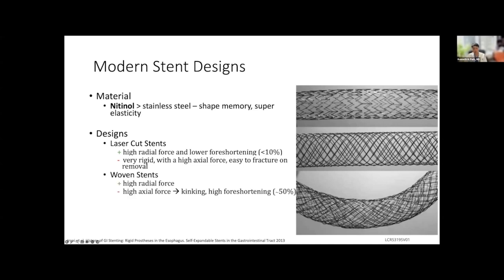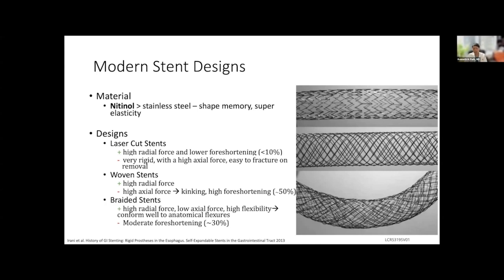The middle stent here is, I guess, the most commonly seen. The woven stents, made famous by big companies like Boston Scientific or Cook. These stents have very high radial force. The downside of these woven stents is that despite the high radial force, they also have very high axial force, which leads to a lot of kinking and very high foreshortening, about 50%. And so it's sometimes very difficult to land the stents accurately because during deployment, the stents foreshorten as you take away the sheath that's covering the stent.